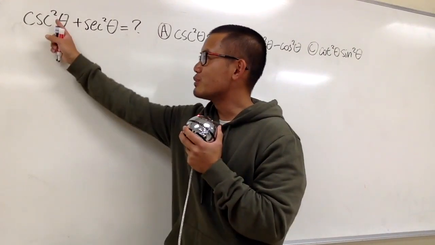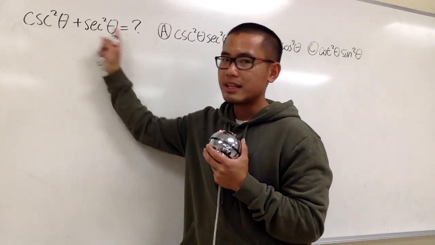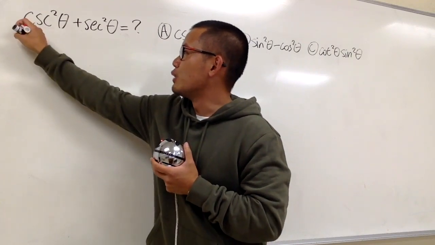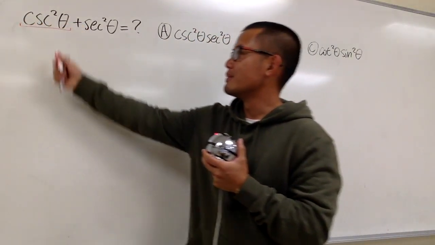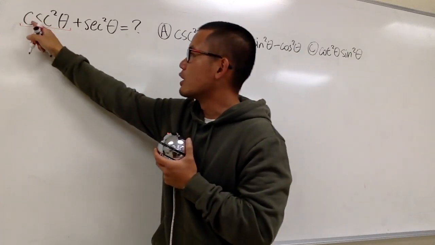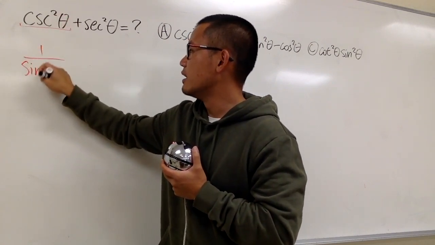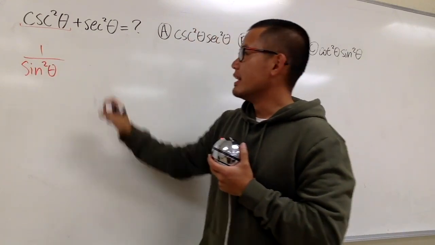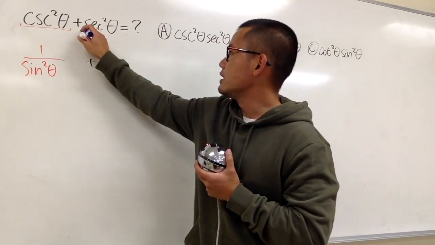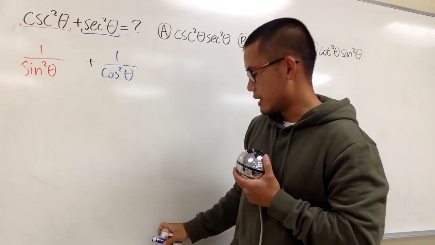Here we have cosecant squared theta plus secant squared theta is equal to what? Well, first notice that we are using theta in this equation, so be sure you use theta all the way, all right? And also, of course, let's write everything in terms of sine or cosine. For the first one, cosecant, we know that's equal to 1 over sine, but this is cosecant squared theta, which will be the same as 1 over sine squared theta, okay? And then we will add this with secant squared theta, and for secant squared theta, this is the same as 1 over cosine squared theta, all right?